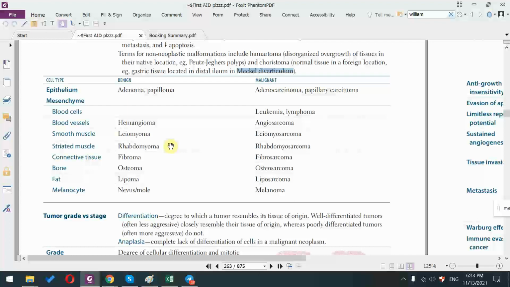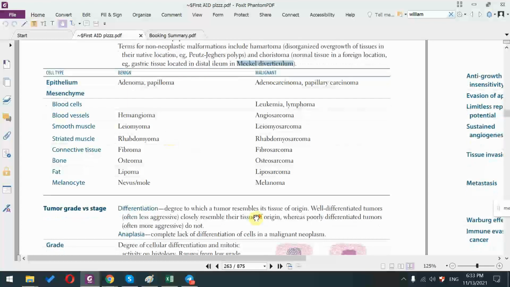So let's start with the blood cells. What is a benign tumor of the blood cells? We do not have one. If a patient has a tumor of his blood cells, done. That's a leukemia. So it's a leukemia or lymphoma. The difference between leukemia versus lymphoma is that lymphoma often affects actual solid tissue, while leukemia mostly affects liquid tissue, like blood cells, okay? So the next one will be blood vessels.